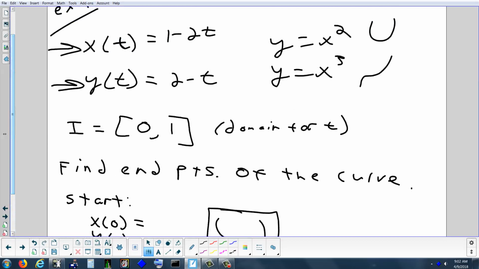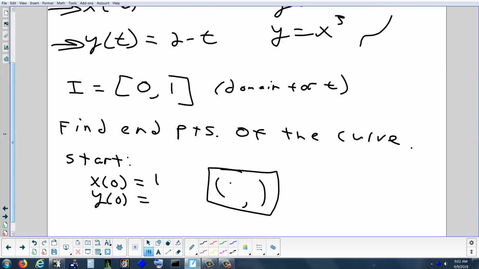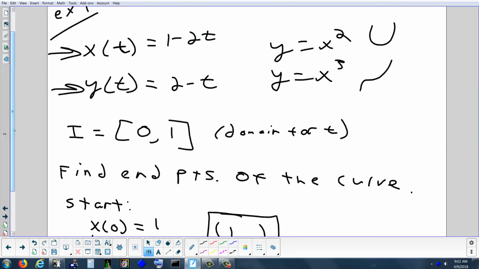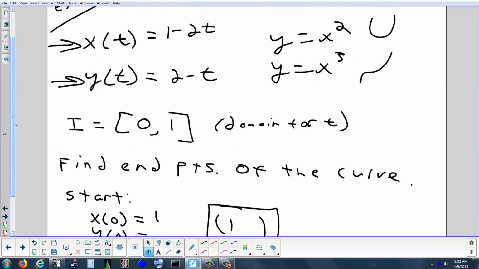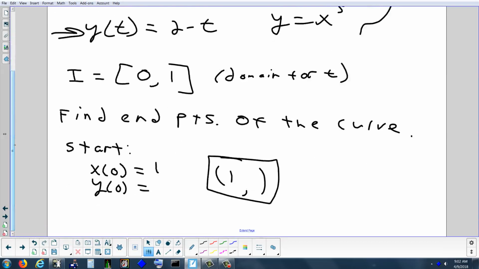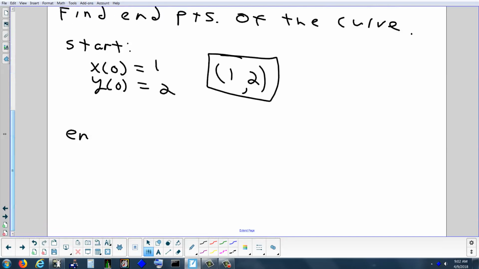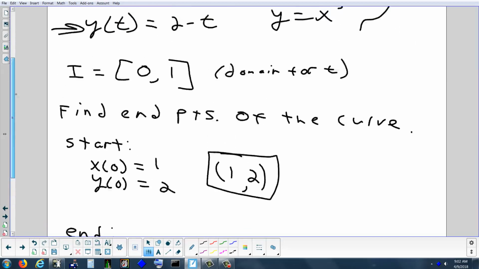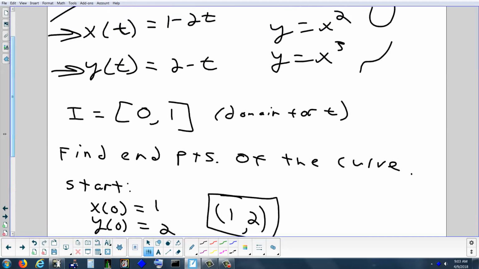Okay, so if I plug 0 in for t in the x equation, Shauna, what do I get for x? 1. Yep, you get 1. So this graph is going to start at 1, comma, and now let's plug in 0 again, now use the y equation. So Dylan, if I plug 0 in for t in the y equation, what do I get? 2. So this graph is going to start at 1, 2, and it's going to end somewhere. So we have to figure out where it ends.